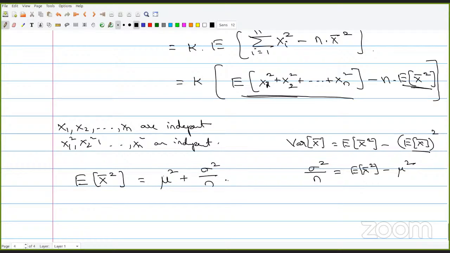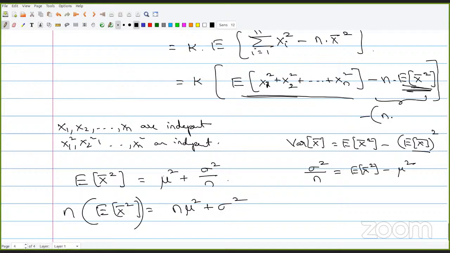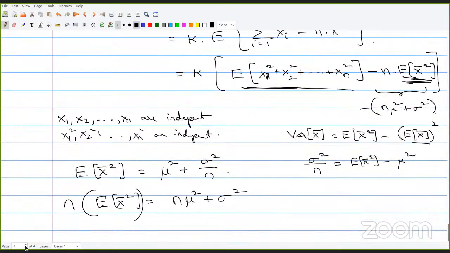Agreed? This particular term, n times the expected value of x bar square, will be n mu square plus sigma square. So this particular term is n mu square minus n mu square plus sigma square. Now this requires some understanding.